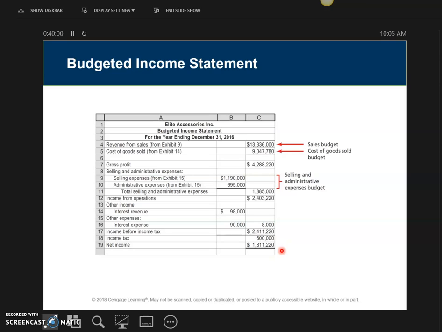So I already know for this year that I'm going to make $1,811,220. That's great. Now, again, we're making the assumption that we're going to sell and everything's going to happen according to budget, but we know that doesn't always happen. So this concludes this portion. The next thing we're going to look at are financial budgets and cash budgets, which make up cash budgets and capital expenditures.